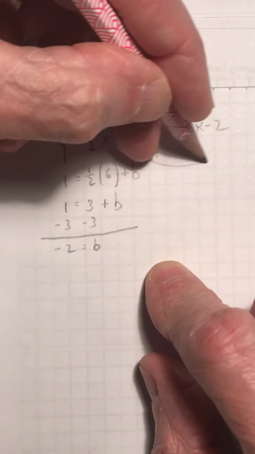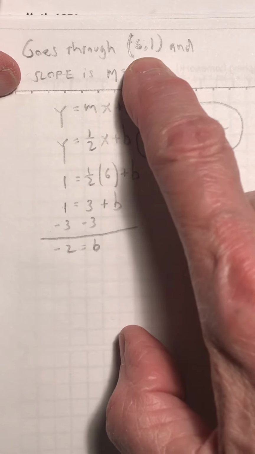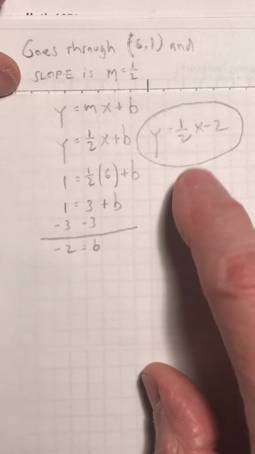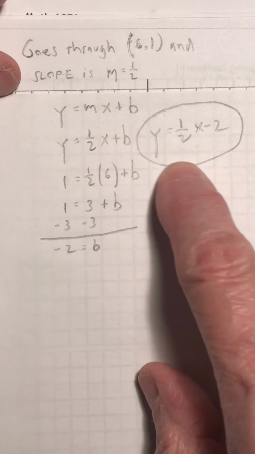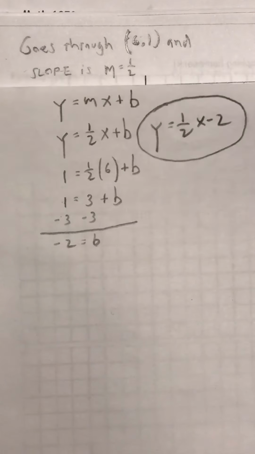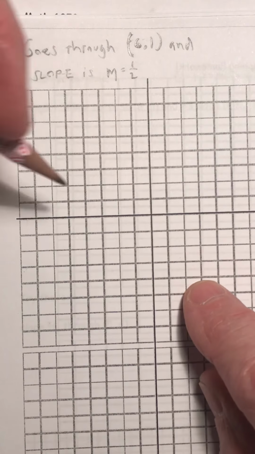Y equals 1/2 x minus 2 is the equation of the line that goes through 6, 1, 6 for x, 1 for y, and has a slope of 1/2. Now, remember this for a few seconds, because I'm going to tear this paper away. I'm going to do it the other way, which is to just go right to a piece of graph paper and locate the point 6, 1.